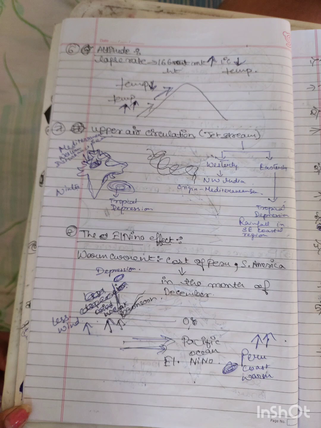So children, these are very small short hand drawn diagrams which you can incorporate in your answer when you are writing the answers of the climate chapter. It can fetch you more marks.